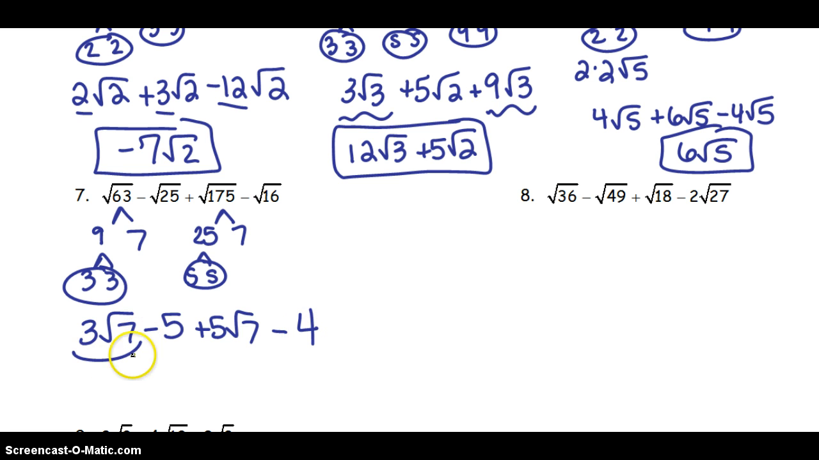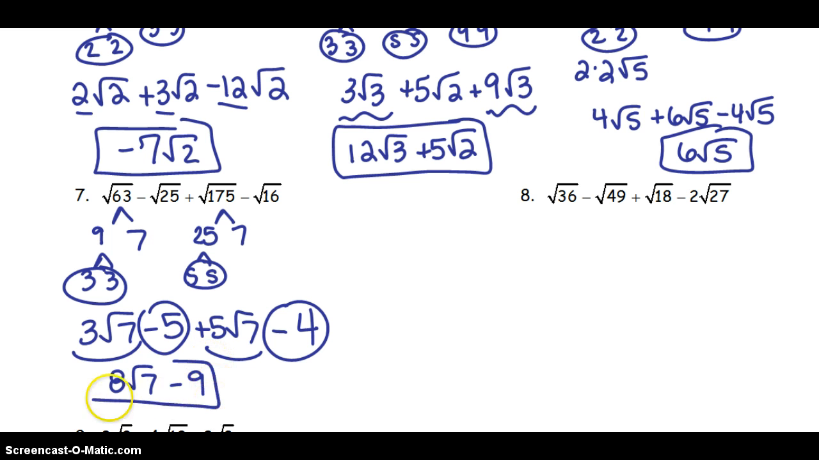So we can combine the 3 root 7 and the 5 root 7. That's 8 root 7. And then we have a minus 5 and a minus 4, which is going to be a minus 9. And then we're all set.